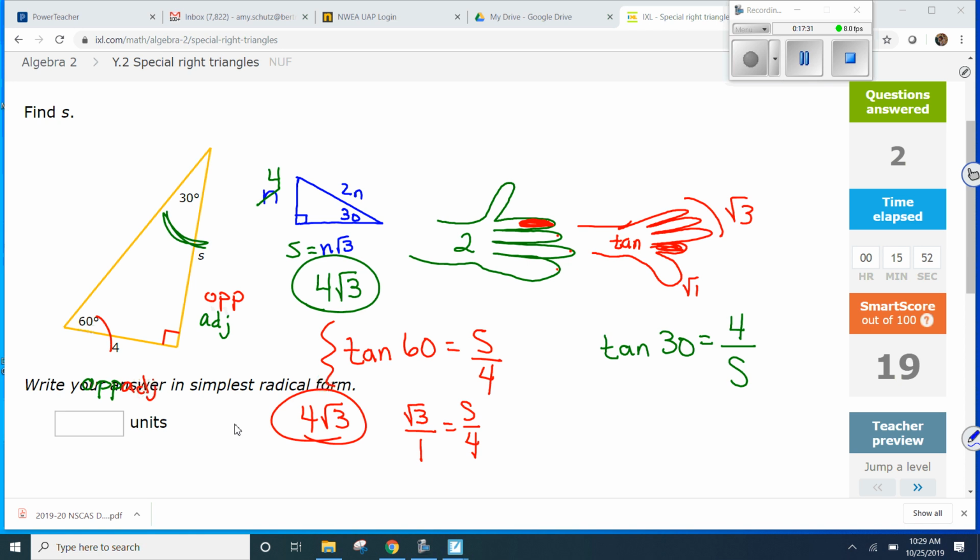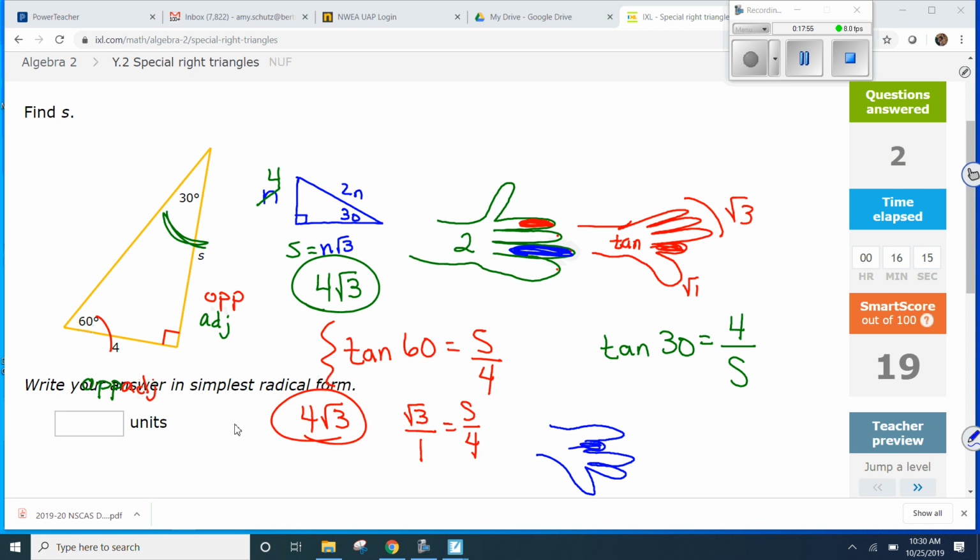Now, if I chose to do it differently, maybe I chose to do the tangent of 30 degrees. If I do the tangent of 30 degrees is equal to S over 4, I have to fold in 30 degrees, which is my ring finger. So if I draw that hand, then it's going to be my pinky. Fold in your ring finger, your middle finger, your pointer finger, and your thumb.